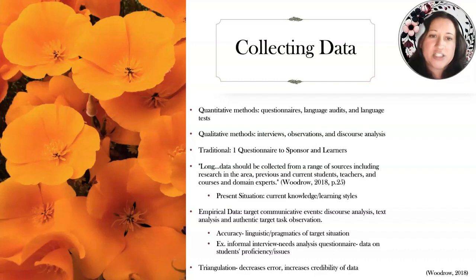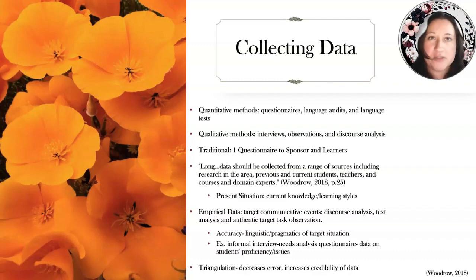Long had said that data should be collected from a range of sources, including research in the area, previous and current students, teachers and courses, and domain experts. So that was a bit more all-encompassing and would likely increase the credibility of the data too. And back to present situation, this is mentioned many times throughout the text. So measuring the current knowledge, but also the preferred learning styles of the students, which is always important for pretty much any English class.